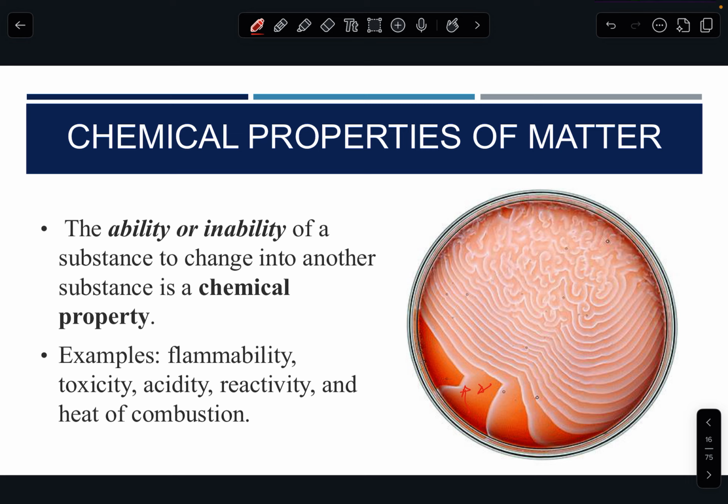You can also talk about how easy it is to react with oxygen and heat to consider it to be flammable, how toxic it is for your body, etc. These are all going to be things, its potential for chemical reactivity.